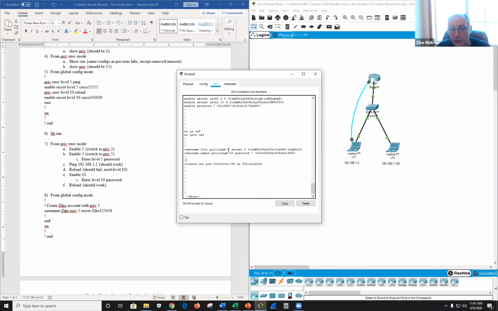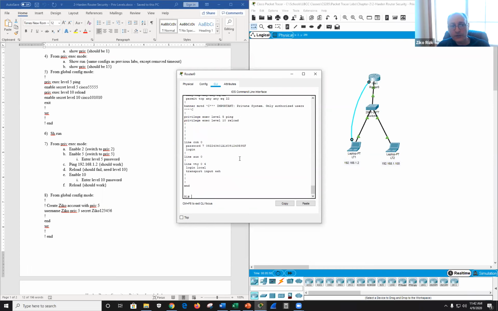And you can see user Zico privileged 5. And I beg you, everybody, don't confuse the privileged 5 with secret 5. Those are two different 5s, right, everybody? So username Zico privileged 5 is when you log on as Zico, Zico has privileged 5. And secret 5 is the hashing we were talking about. And we said we're using MD5. And MD5 generates 128-bit hash key. And it's not highly secure. In 2020, it's somewhat secure, but not very secure hashing algorithm. Any questions on this?